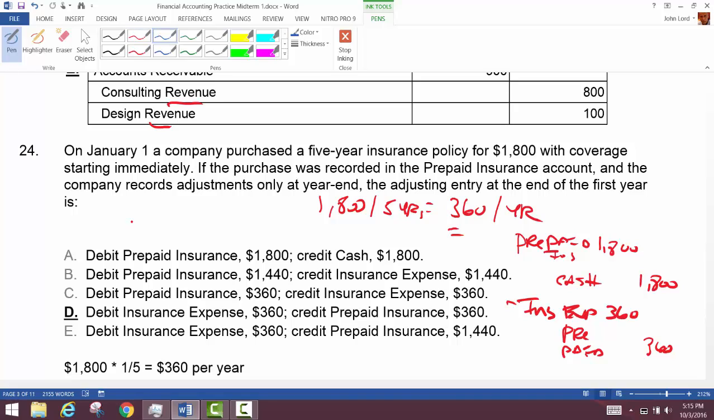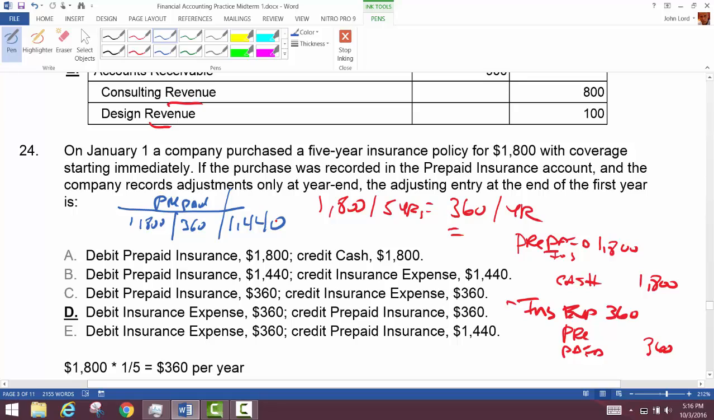Who wants to set that up? My prepaid. There's my debit for what? 1800. And then I credit it for what? 360. So there's 14 something? 1440.